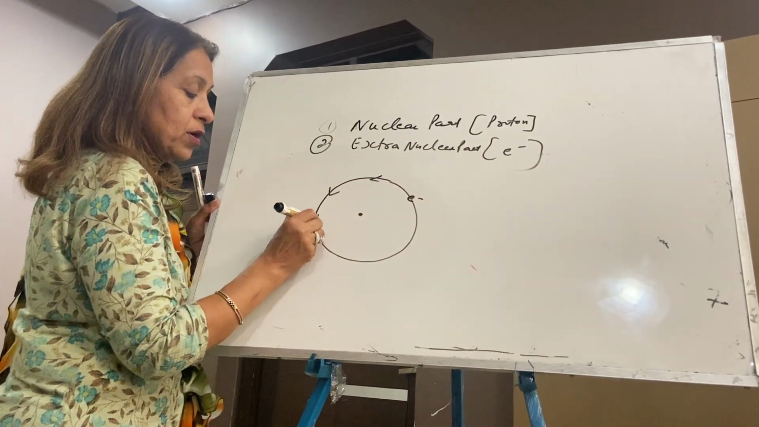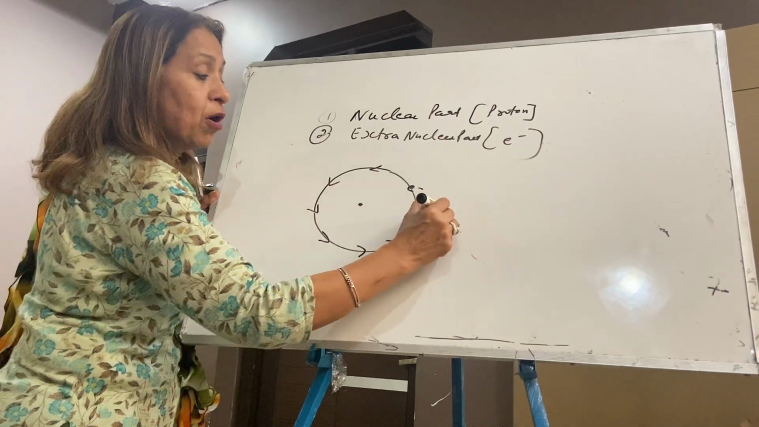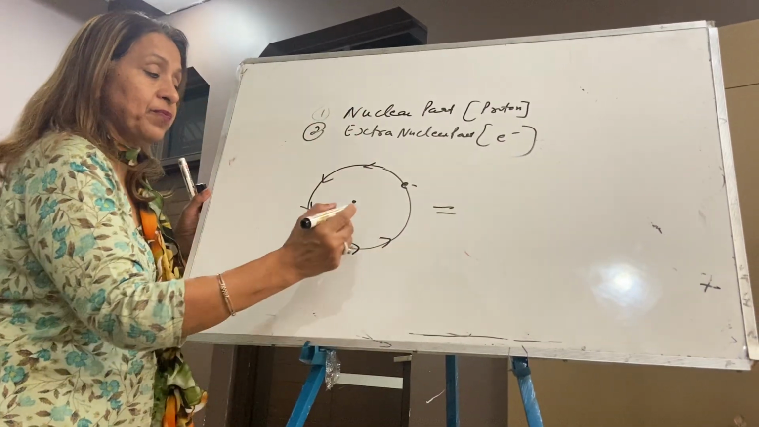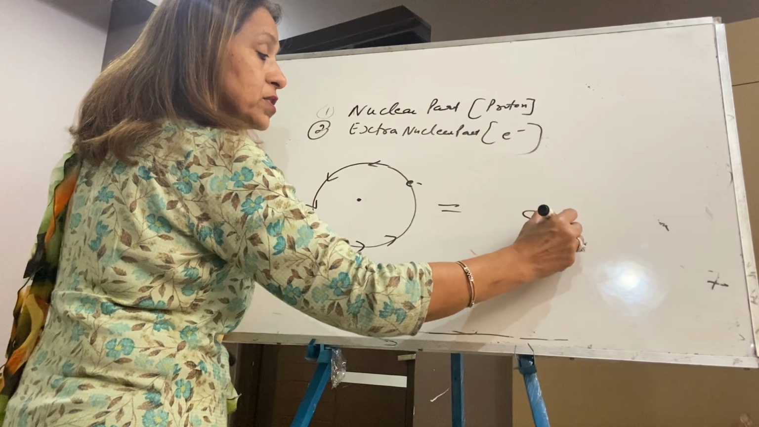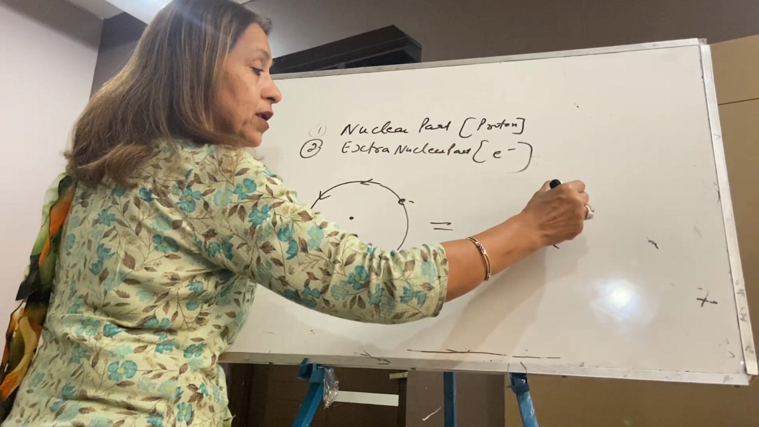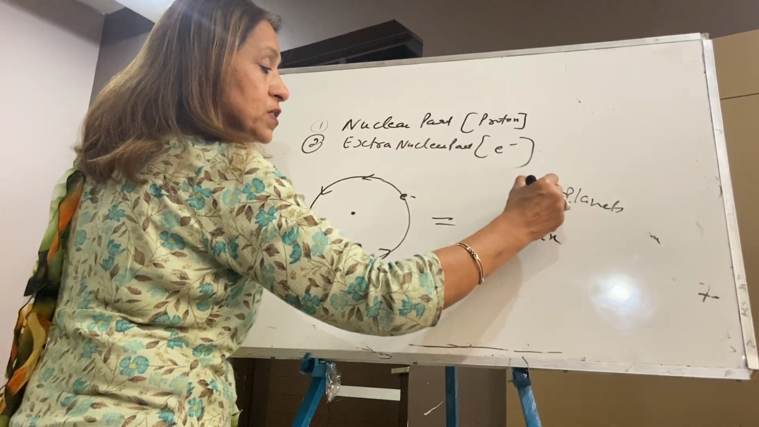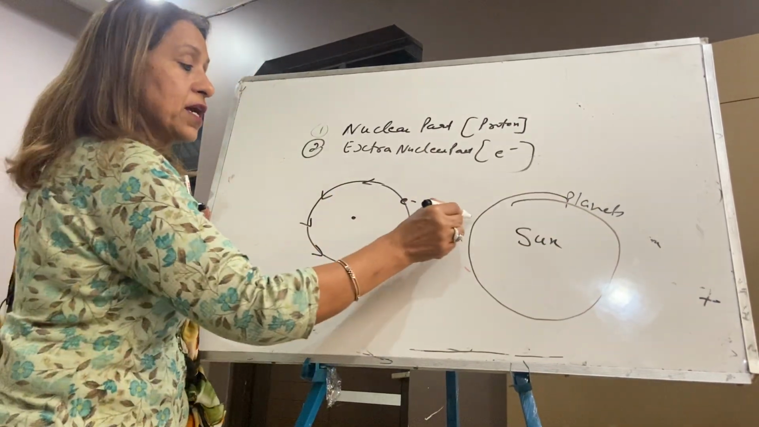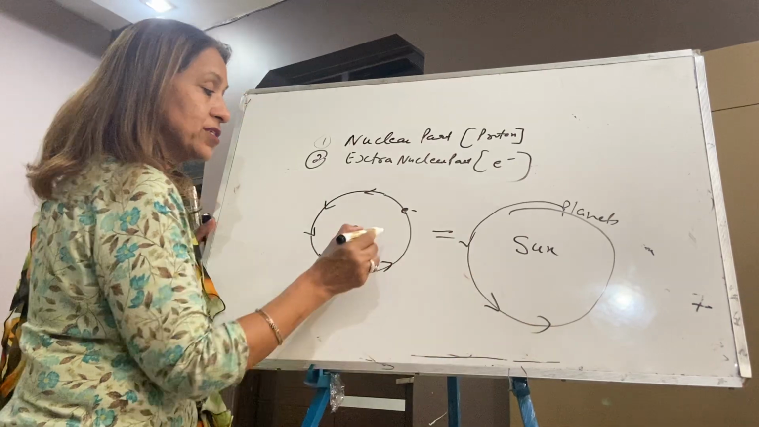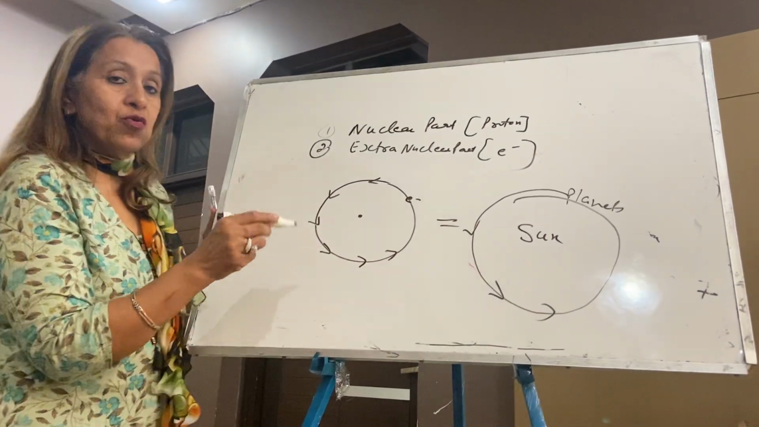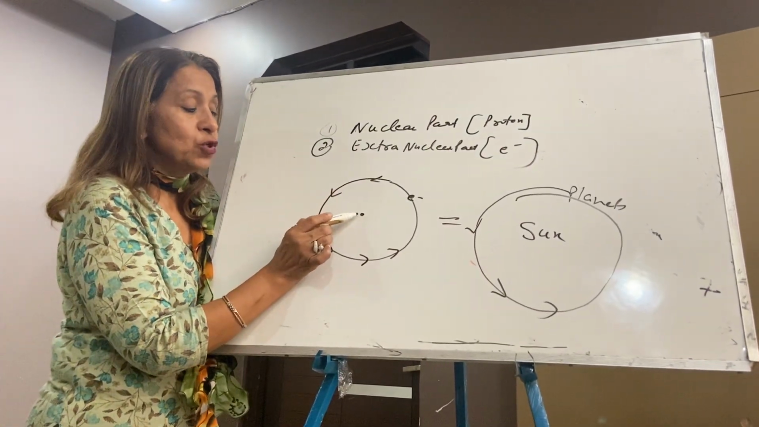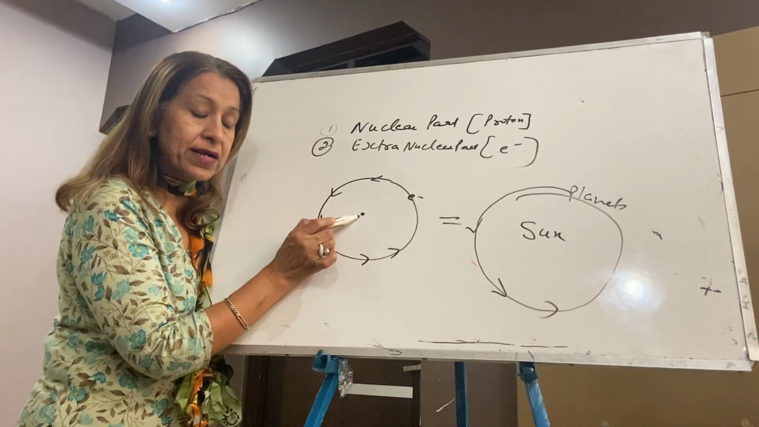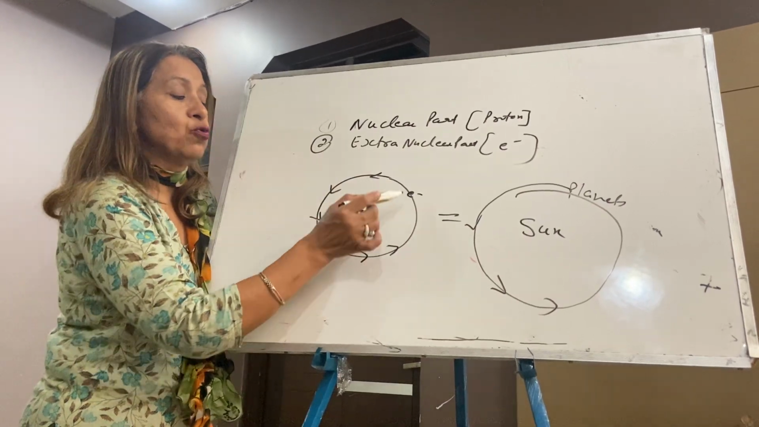This is the electron. So he compared his model with the solar system, with the sun in the center and planets moving around the sun. In a similar way, when the planets move around the sun, Rutherford said electrons move around the nucleus. So this is the nucleus, you may call it the nuclear part. This is all the extranuclear part.